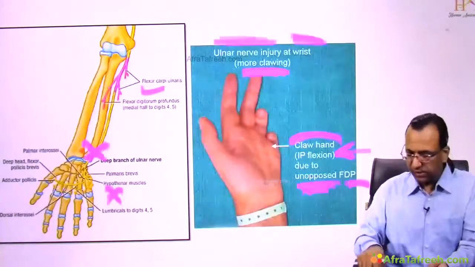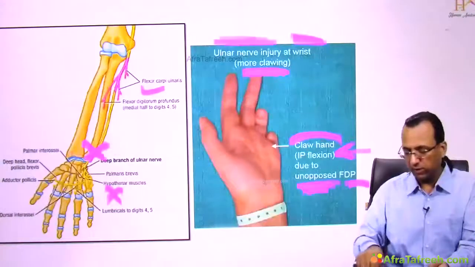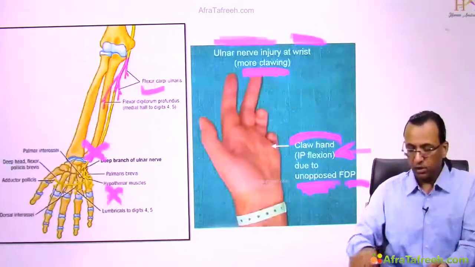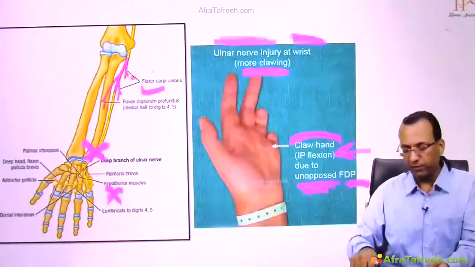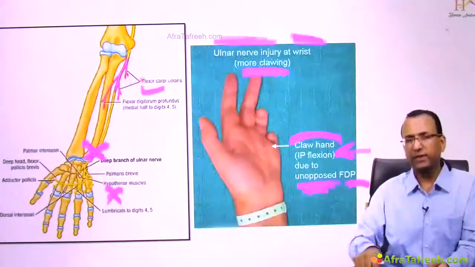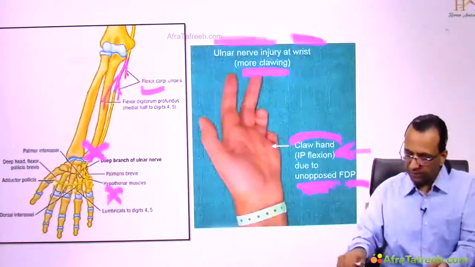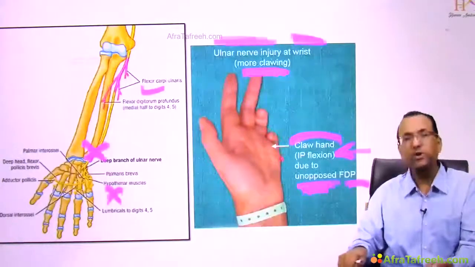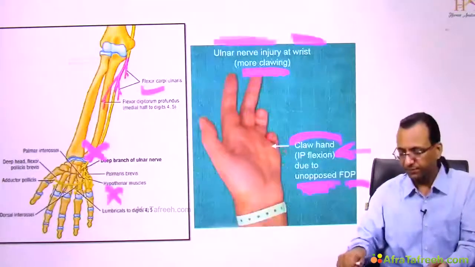When the ulnar nerve is injured at a lower level, the lumbrical interossei are paralyzed and they are not balancing the FDP. The FDP becomes more powerful and causes the IP flexion. So this IP flexion is because of the unopposed FDP. Yes, that is why you have claw hand deformity, no?